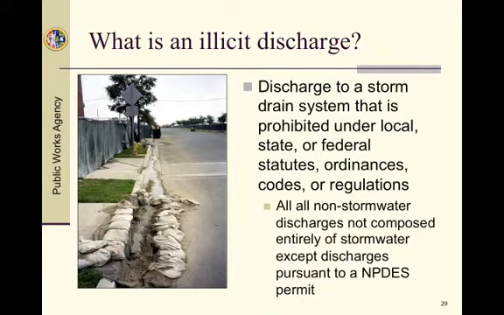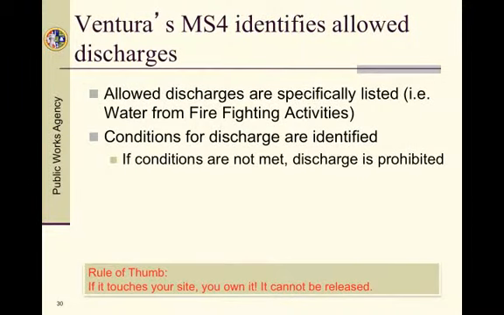What is an illicit discharge? An illicit discharge is a discharge to a storm drain system that is prohibited under local, state, or federal statutes, ordinances, codes, or regulations. So in a nutshell, it's all non-stormwater discharges not composed entirely of stormwater, except discharges pursuant to an NPDES permit. And we will elaborate a bit on that so it's not so confusing.